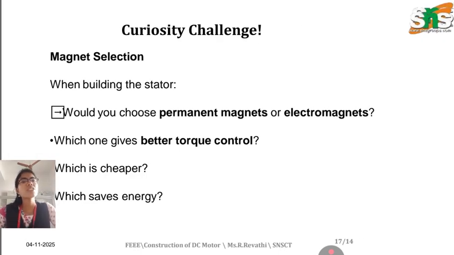So the challenge listed for us is magnet selection. When building the stator, would you choose a permanent magnet or an electromagnet? Selecting a magnet is a major part in the function of the motor. Shaft based or slot based conductors are also present to efficiently reduce the effect of eddy current losses. Which one gives better torque control, which is cheaper, which saves energy.